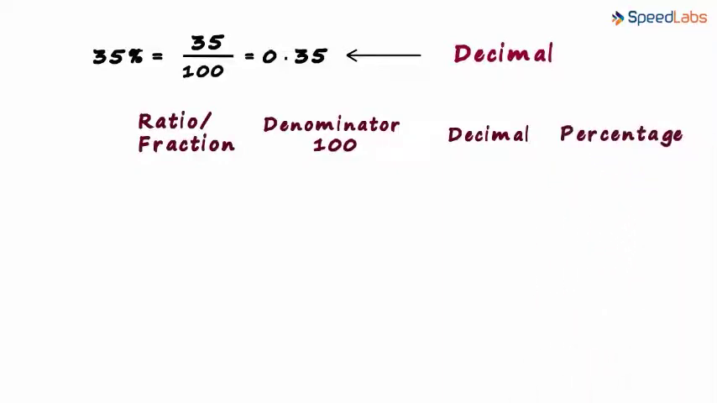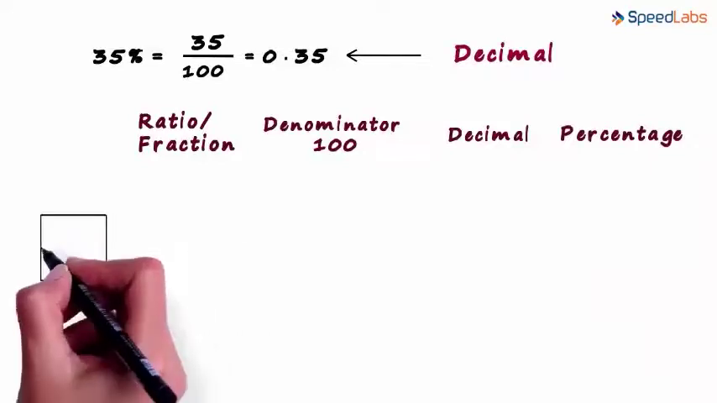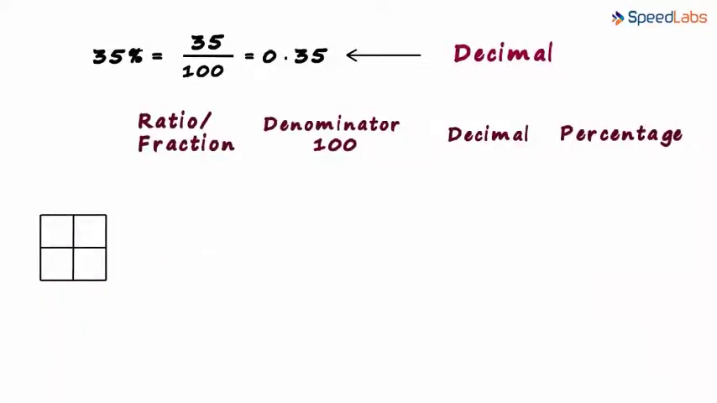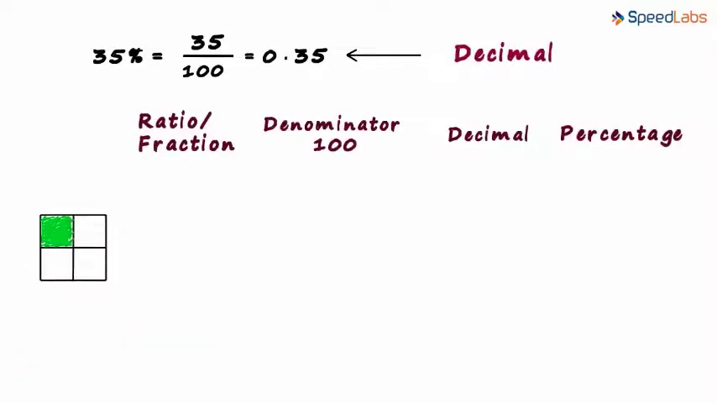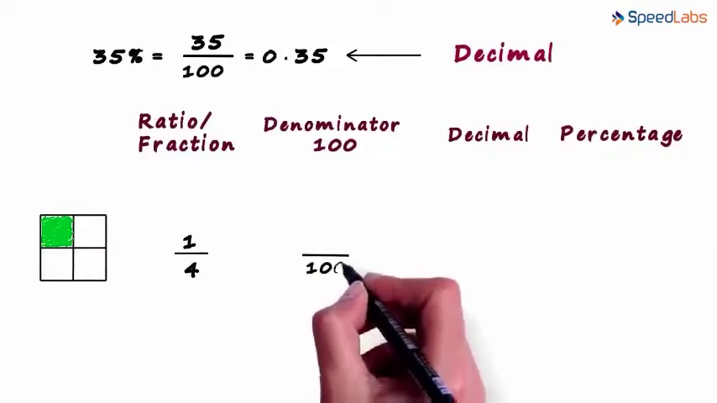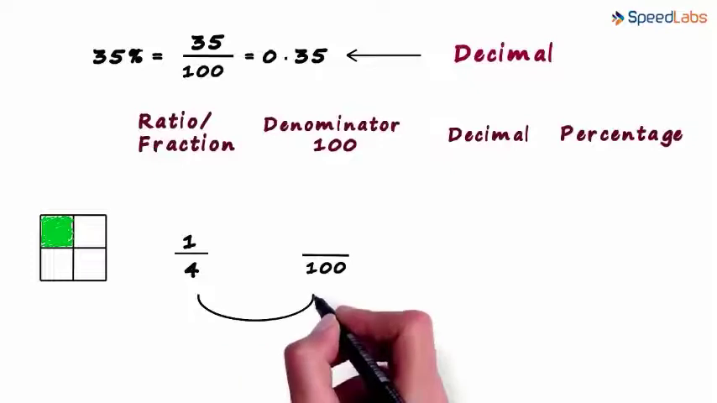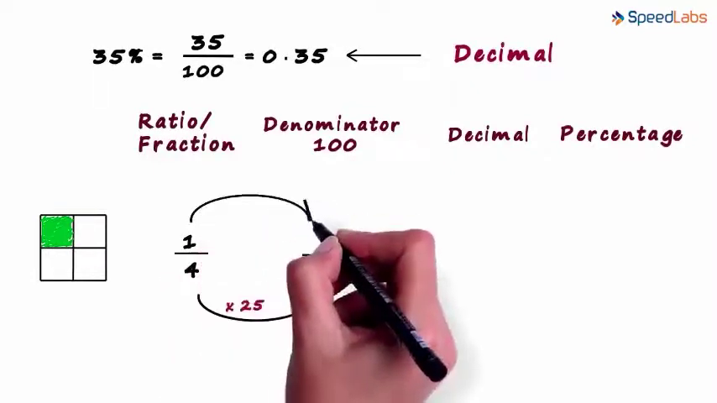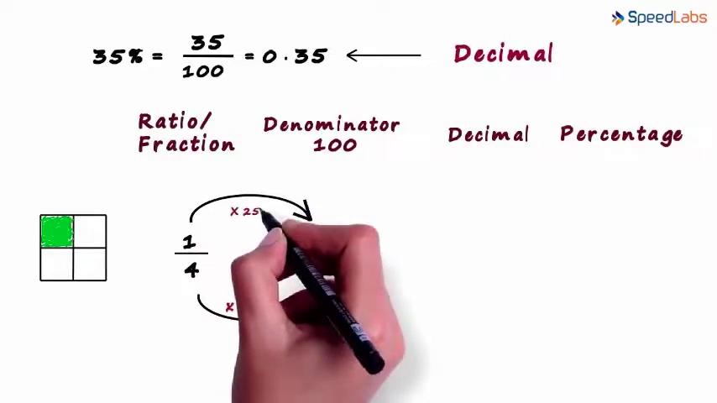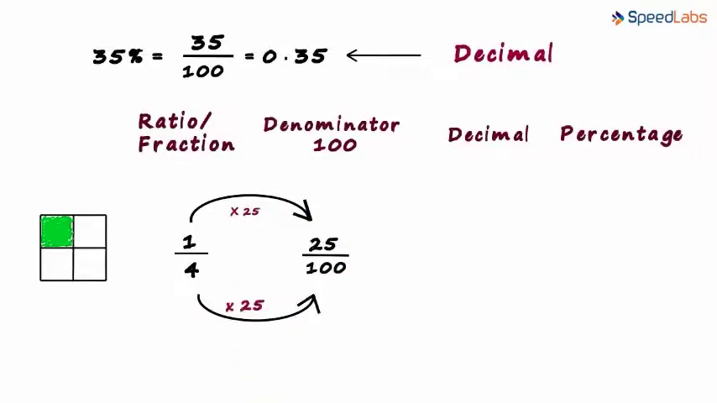The best way to understand this is by drawing a square divided into 4 equal parts. Let us color just this one part out of the 4 parts. So as a fraction, it is written as 1 by 4. 1 out of the total 4 parts is colored. Now we try to make the denominator of this fraction equal to 100. So we multiply the denominator by 25. Hence, we also multiply the numerator by 25 to get the fraction as 25 by 100.